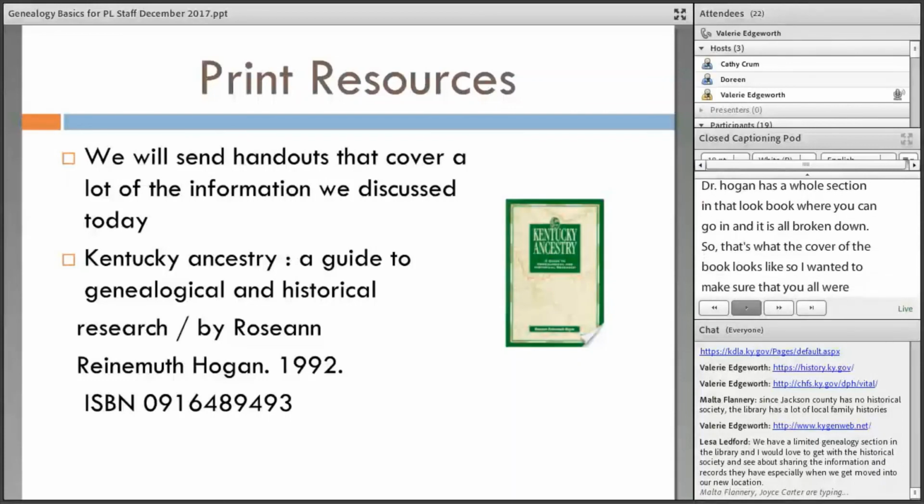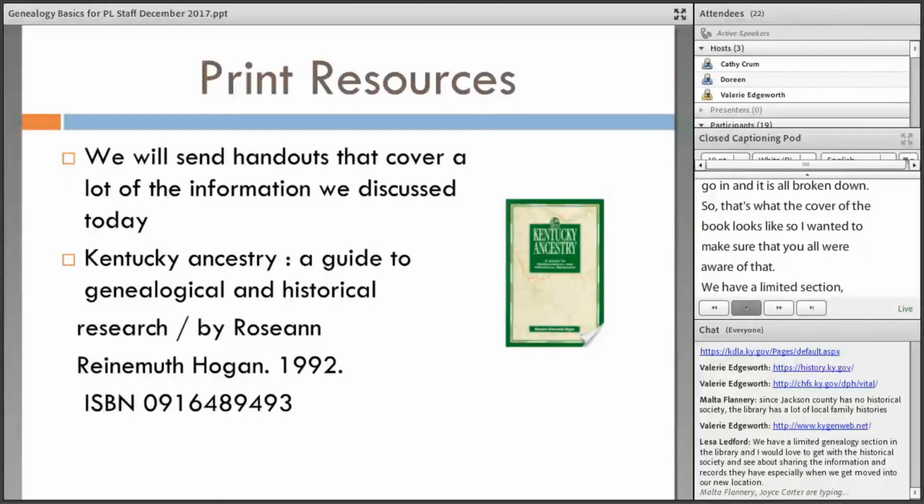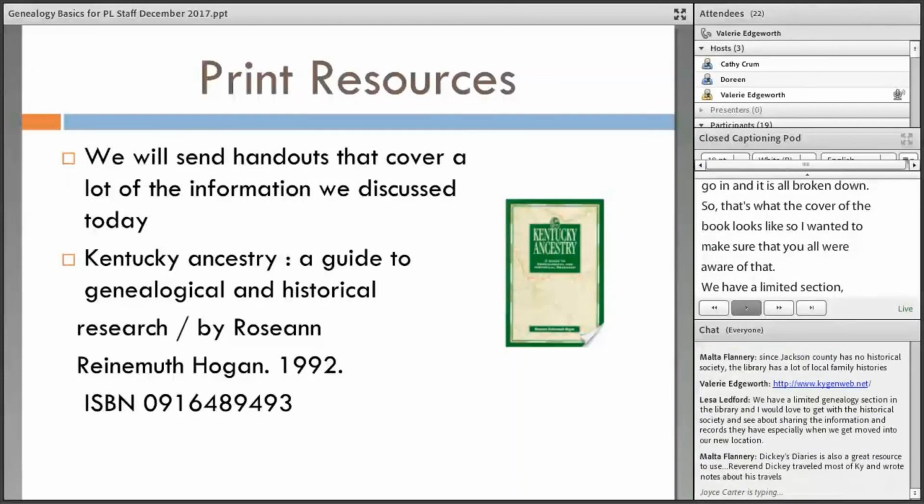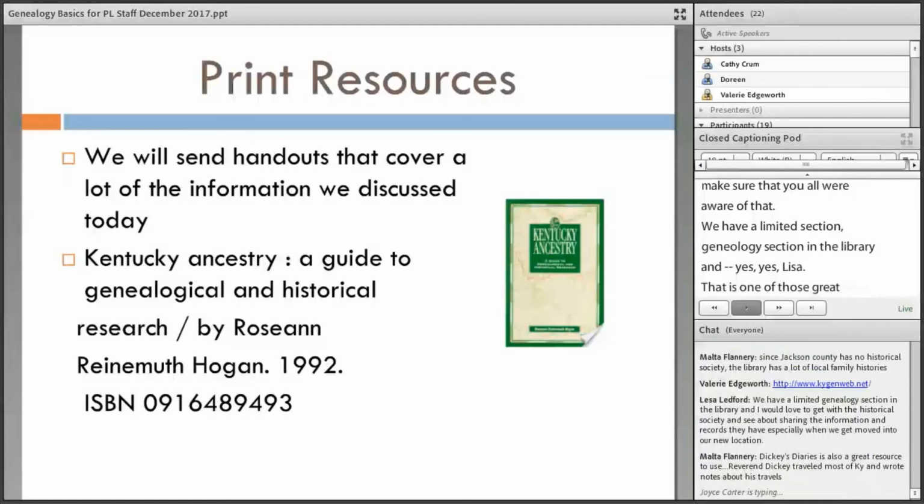So that's what the cover of the book looks like, so I wanted to make sure you all were aware of that. Let's see what Lisa said here. We have a limited genealogy section in the library, and love to get with the society about sharing information and records. Yes, Lisa. That is one of those great community partnerships in working with your local historical or genealogical societies.